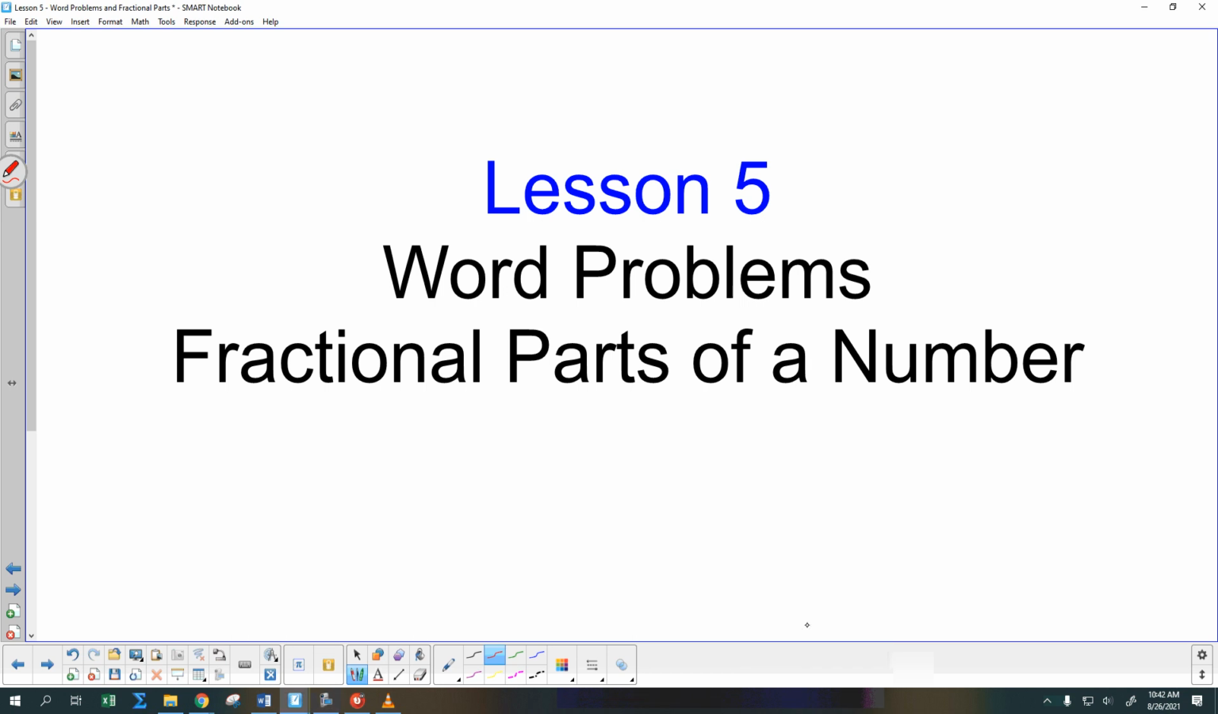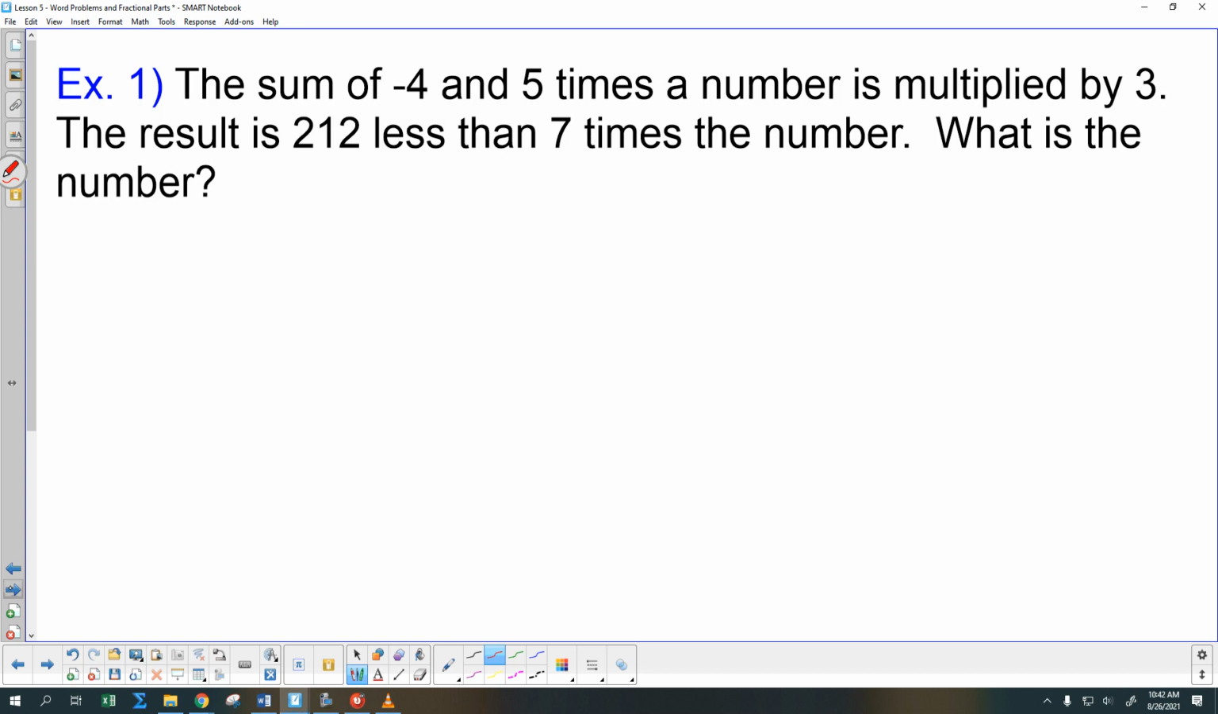So lesson 5, word problems, and some of those will have fractions in them that we're working with. So we have to look for our keywords in there, and you guys have done this before. Sum, so I know I'm going to have 2 things that I'm adding, or more. The things that I'm adding are -4, and now my other thing that I'm adding is the 5 times the number.